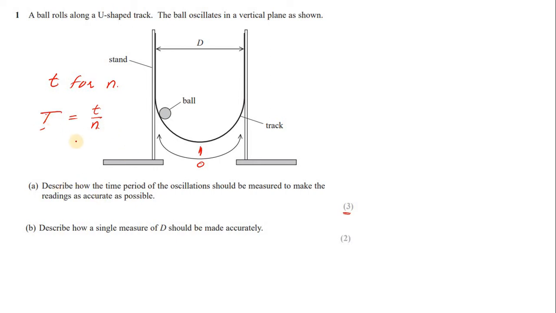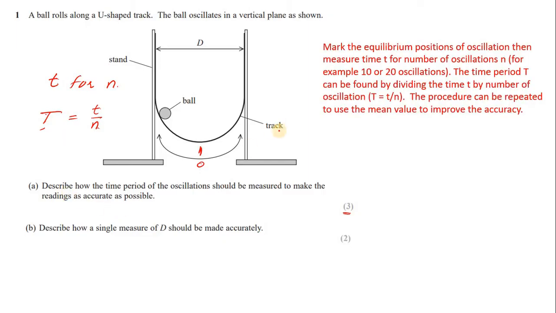And then if we need to improve our reading, we repeat the same procedure and we find the time, and then we use the mean value. So that's how we can improve our reading. That's how you can write it. You can rephrase this answer in your own words. So you need to measure the time for a number of oscillations and then divide the time by the number of oscillations, so you can have T. So T is equal to t by 10, and then you repeat the whole procedure so that you can have a more accurate reading.